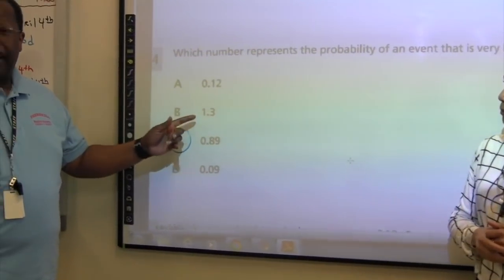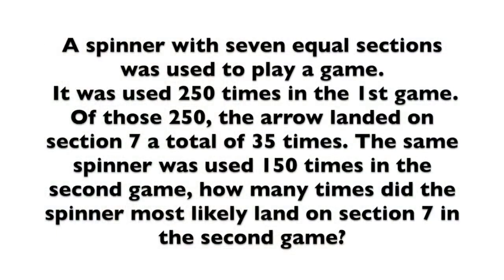A spinner with 7 equal sized sections was used to play a game. It was used 250 times in the first game. Of those 250 times, the arrow landed on section 7 a total of 35 times. The same spinner was used 150 times in the second game. How many times did the spinner most likely land on section 7 in the second game?